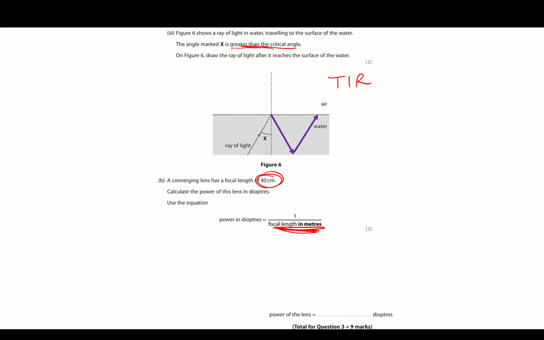Okay, next one, a converging lens has a focal length of 40 centimeters, and it tells us underneath here, we're going to need to change that into meters. What's the power? And it gives us that formula. Power equals the number 1 divided by the focal length in meters. So centi divided by 100, that's going to give us 0.4 meters, and plug that in. So 1 divided by 0.4 equals 2.5 diopters. And the symbol for that would be a capital D. And there we go, that's that question done.